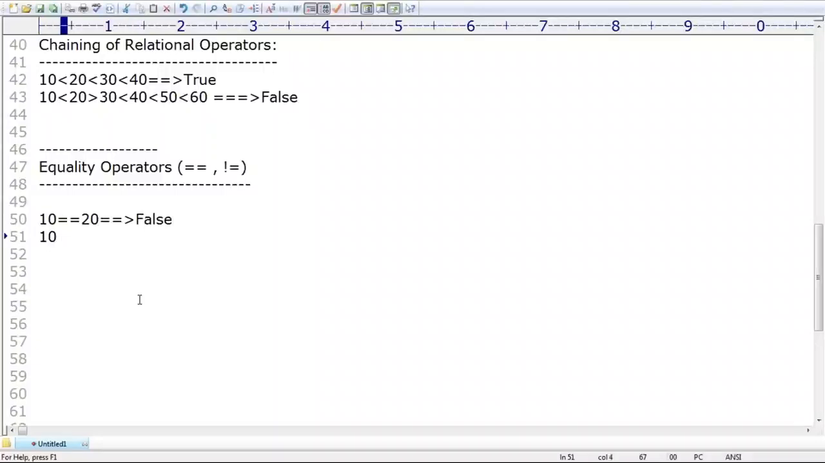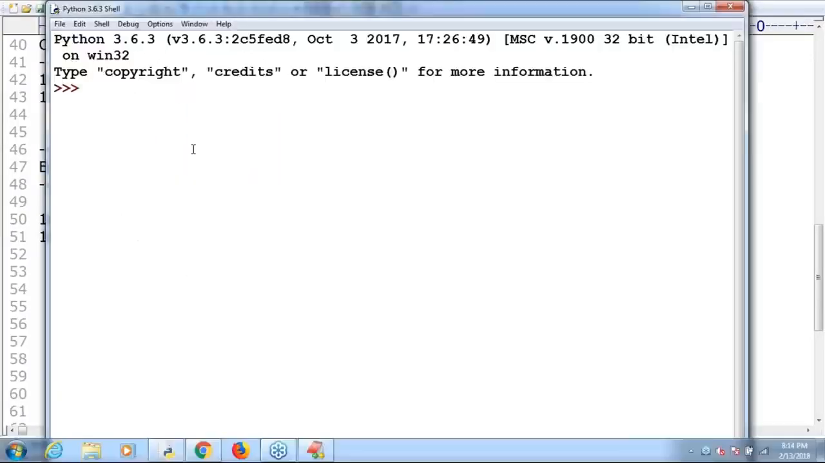Sir, 10 not equal to 20. Can you please tell what answer by default we are going to get, sir? 10 not equal to 20. What answer will we get? True itself is the answer, sir. Remember, sir, not required to execute. If you consider 10 double equal to 20, happily false is the answer. 10 not equal to 20 itself, true is the answer, sir.